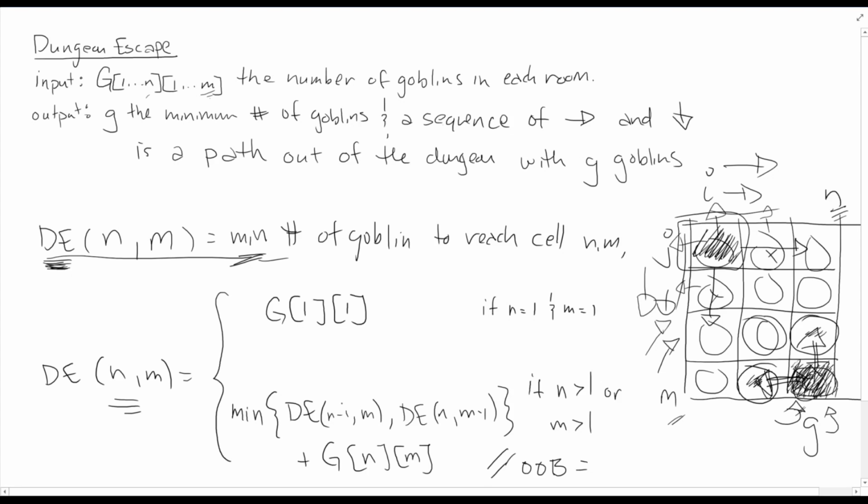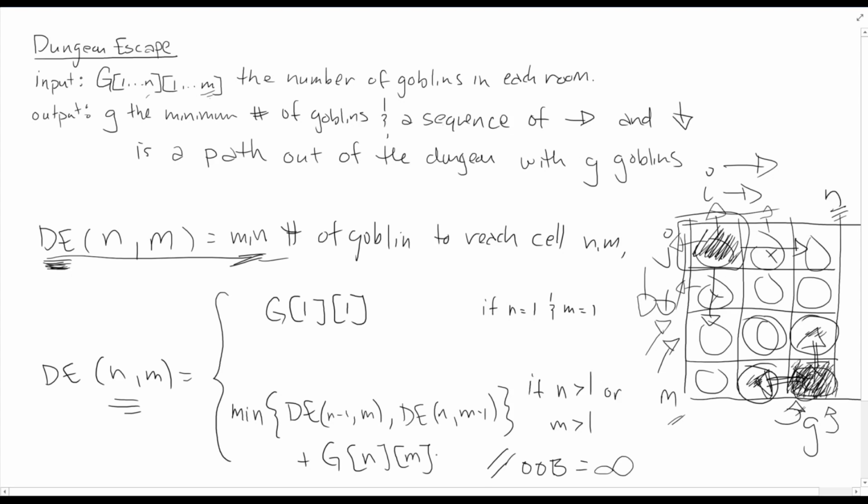Well, we want it to return something that's not going to mess up my min. So think about that. You might have had to do that before. What is something that we can put in there that is bigger than anything? Well, infinity. So in this case, we'll say infinity. That way, if one of these terms is out of bounds, it's going to return infinity. The other one's going to return an actual number, and then we take the minimum of those two, and we add G N M on.